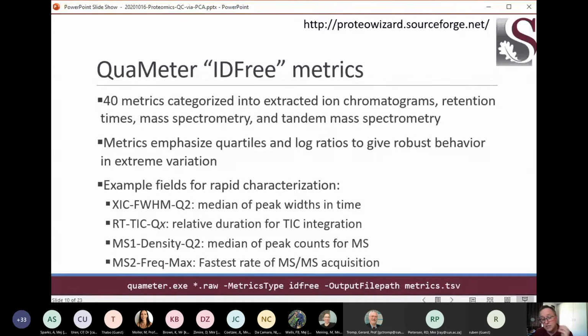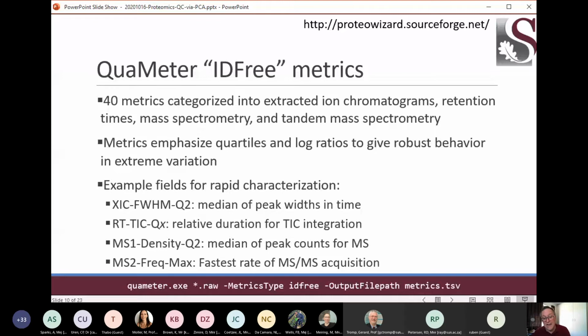You can see 4 of the metrics that we use down at the bottom, just as examples of how this works. If a peak is eluting from chromatography, does it have a very wide peak, a minute, or does it have a very narrow peak, 10 seconds? We think of these peaks as being around half a minute, but sometimes they violate that rule. Similarly, we could ask how much of the full experiment in time was used to get to 25% of the total signal seen, to 50% of the total signal seen, or to 75% of the total signal seen. That's the retention time TIC, or total ion current integration.